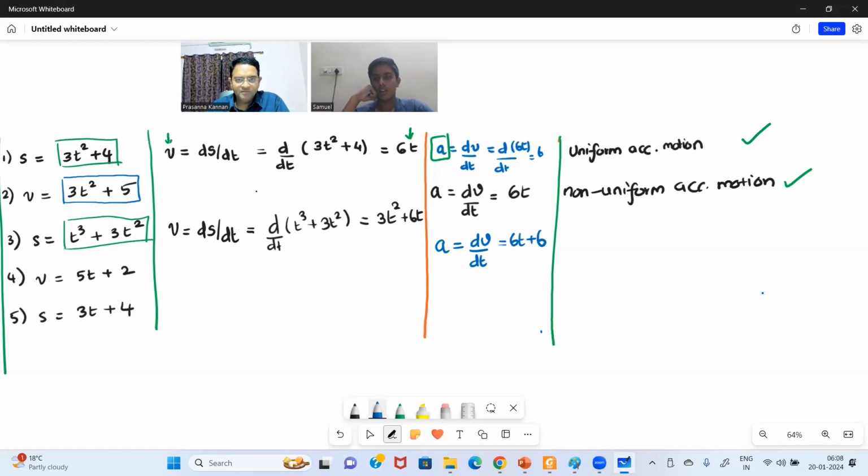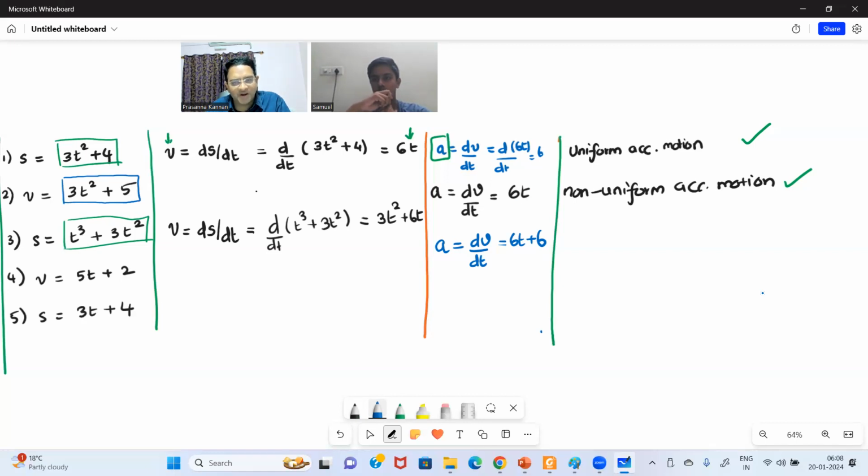Again, differentiate. No more differentiation is required, right? Why do you differentiate further? What will you get if you differentiate acceleration? Isn't it enough? Right. No, no, when it's 60 plus 6, what is all that you need to know? It is constant. Acceleration is constant. What do you need to know? Whether it is uniform accelerated motion or non-uniform accelerated motion. How do you determine that? Whether acceleration is constant or not.